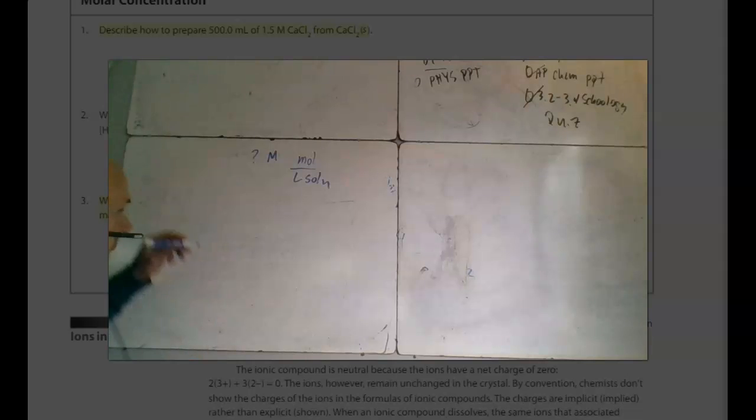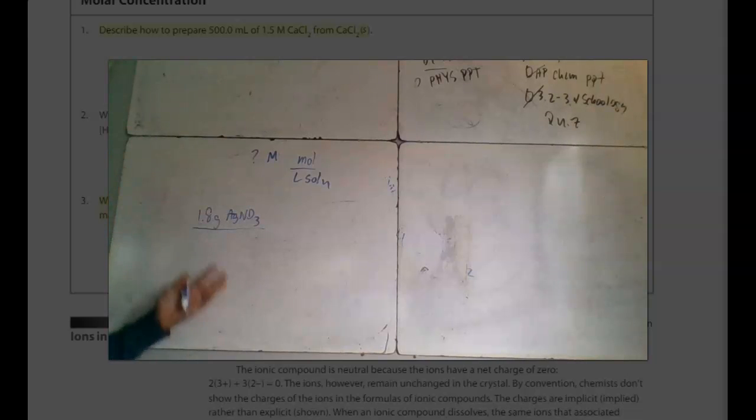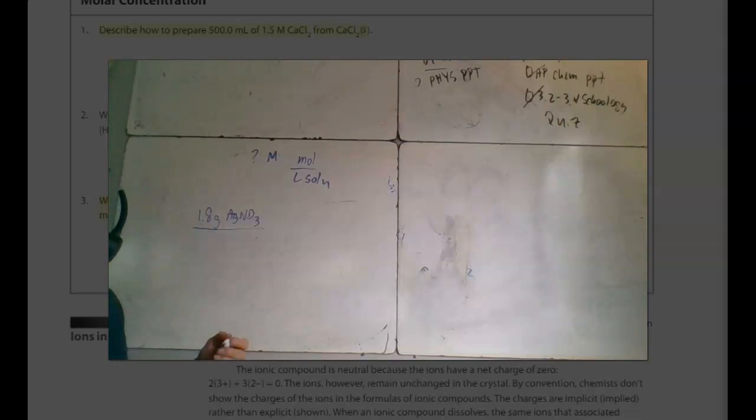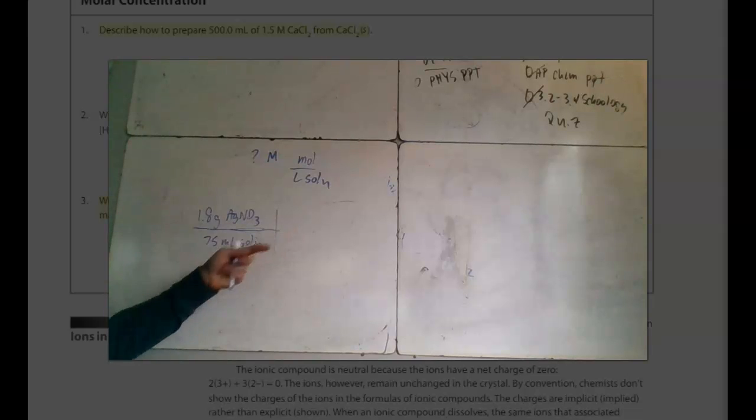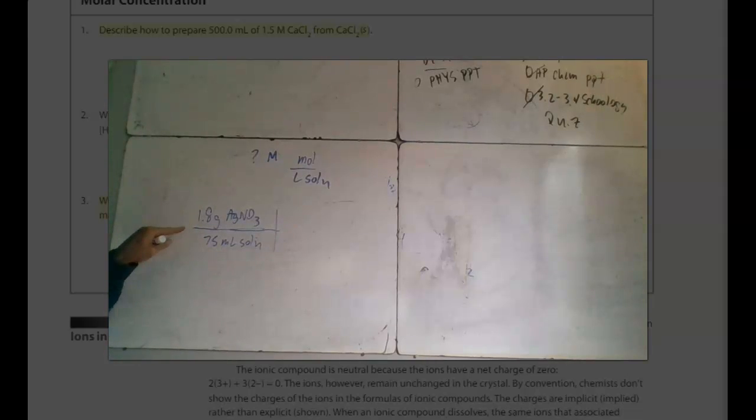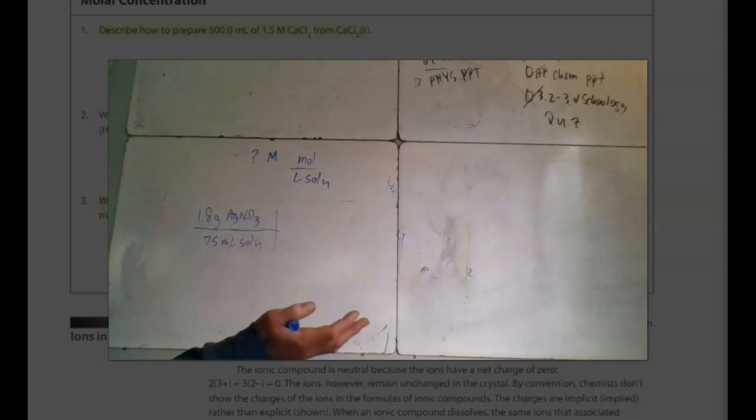So if I write 1.8 grams, and this is silver nitrate, in the numerator of a DA box or a fraction or a conversion factor, whatever you want to call it, and I write 75 milliliters of solution in the denominator, I'm expressing a concentration. It's an amount of solute in an amount of solution. But instead of moles per liter, it's grams per milliliter. So what I just need to do now is convert the numerator from grams to moles and the denominator from milliliters to liters. I'm doing this all in one DA problem.